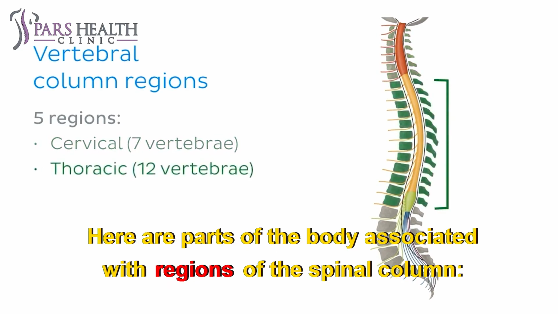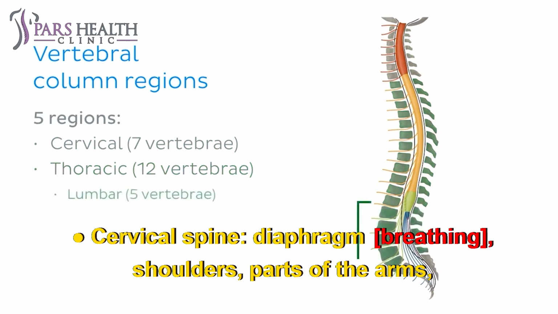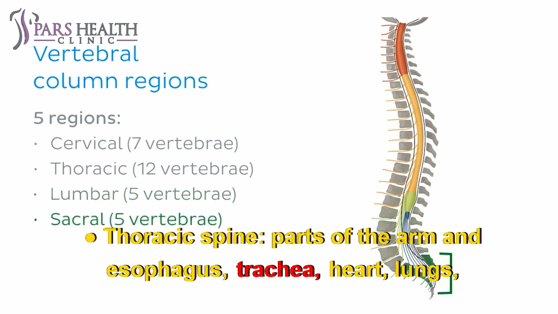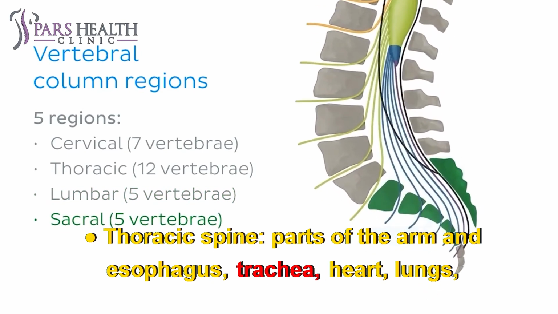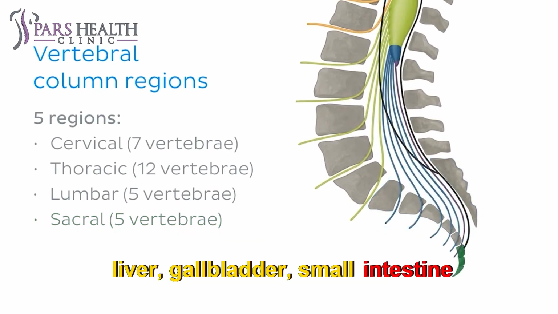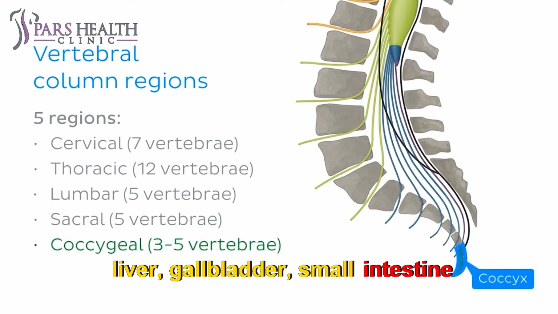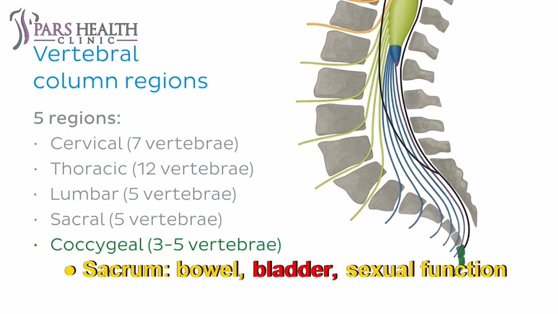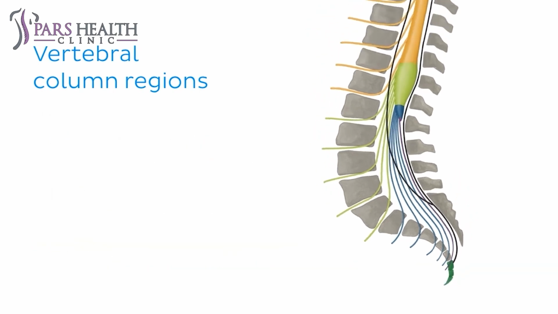Here are parts of the body associated with regions of the spinal column. Cervical spine: diaphragm, breathing, shoulders, parts of the arms, esophagus, part of the chest. Thoracic spine: parts of the arm and esophagus, trachea, heart, lungs, liver, gallbladder, small intestine. Lumbar spine: legs and feet. Sacrum: bowel, bladder, sexual function.